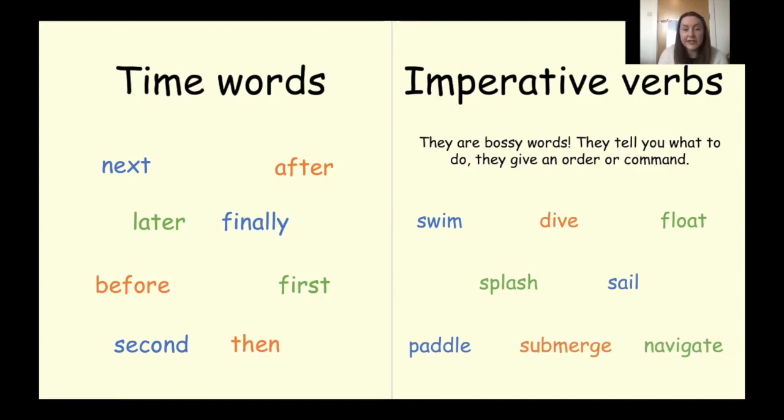So these are some really important imperative verbs that we should be using in our instructions. So you could use your time word. You could start with first. You could say first, swim to your submarine. And that is your first instruction. And then you could say, then dive down thousands of meters in your submarine. So that is how you should be using your time words and your imperative verbs.